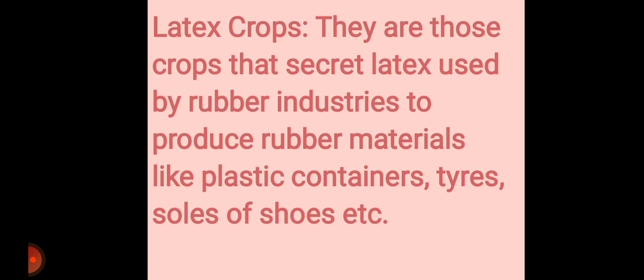All right, so next we have latex crops. There are those crops that secrete latex used by the rubber industry. I told us that the process of collecting rubber from a tree is tapping. The crops that secrete latex, that is the raw rubber that rubber industries use to produce rubber materials like plastic containers, tires, soles of shoes. They are called what? Latex crops, just like our rubber tree.